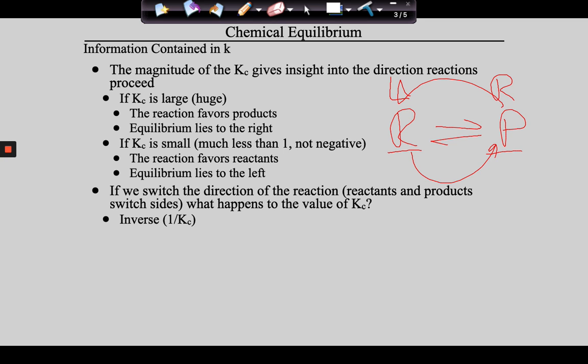Okay, so guys, some big ideas here. If Kc is big, the reaction favors products. If the Kc is small, less than 1, it favors reactants. If we flip the reaction around, it's 1 over Kc. And then guys, finally and importantly, Kc cannot be negative because you can't have negative molarities and you can't have negative pressures. You all good?